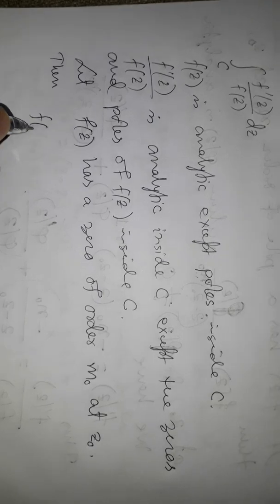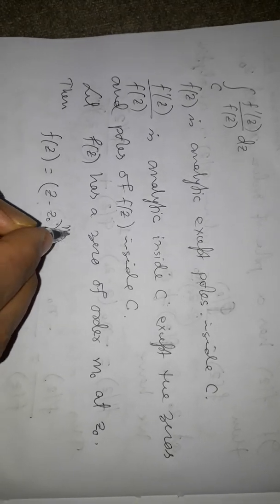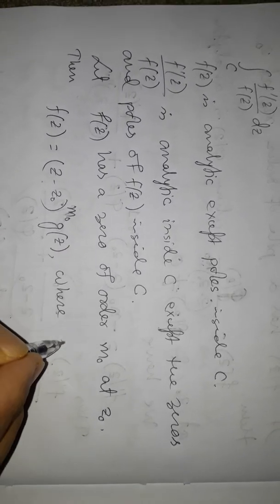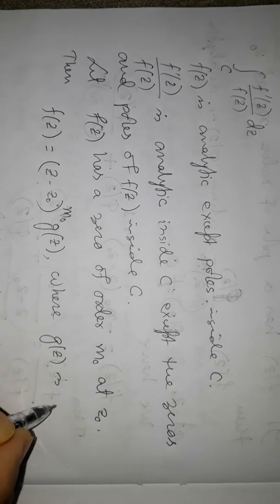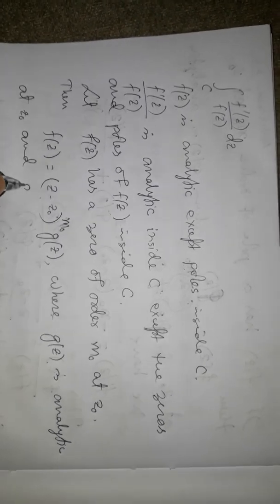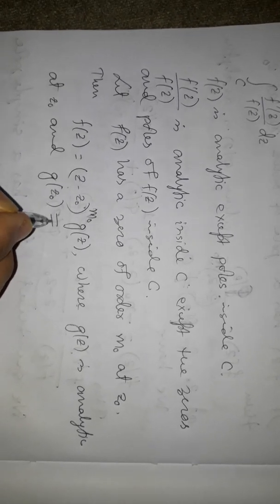Then we know that f z can be written as z minus z naught to the power m naught times g z, because it has a zero of order m naught at z naught, where this function g z is analytic at z naught and g of z naught is not equal to 0. So now we want to find f prime z by f z.